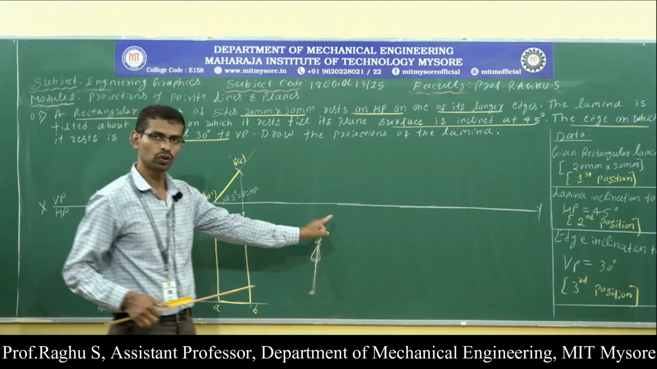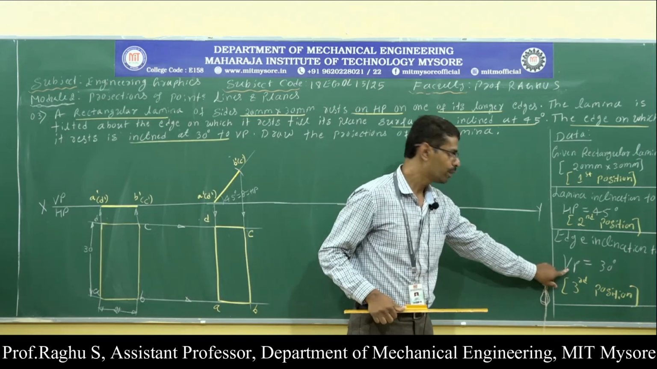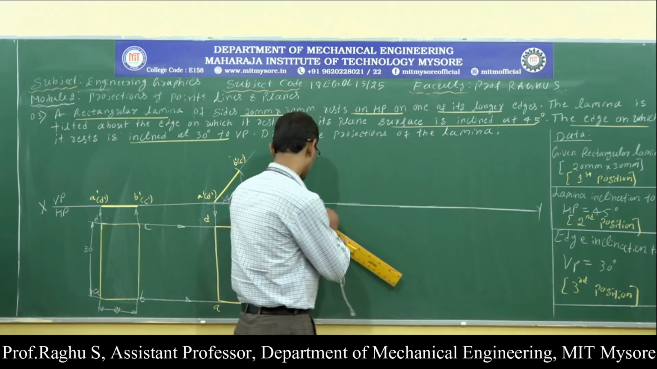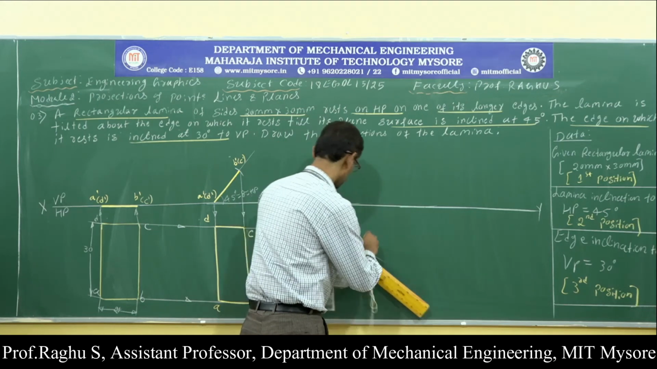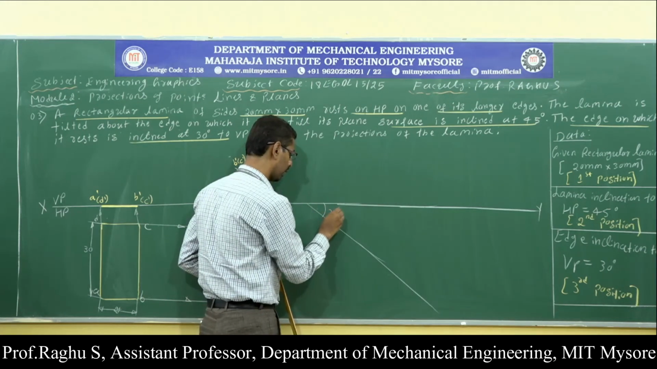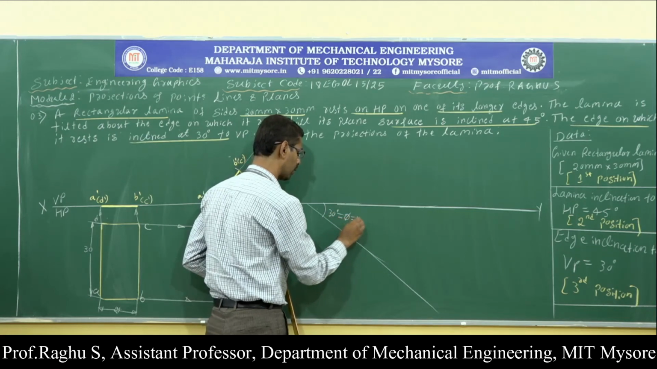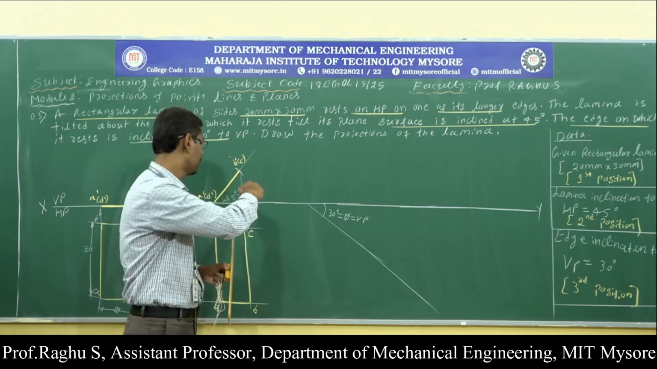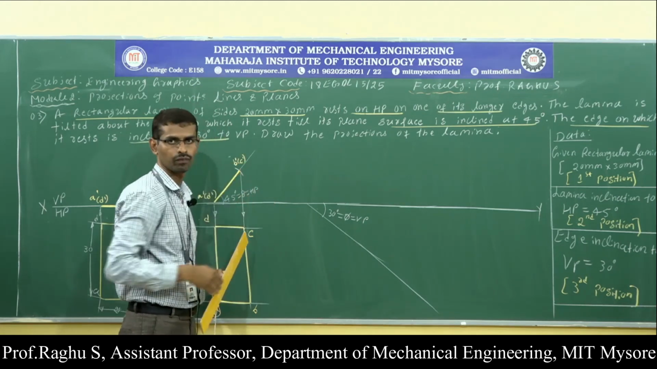Next, to draw the last position, I need the VP inclination, that is the 30 degree line. Now draw the 30 degree line. It is indicated by angle phi with respect to VP. VP inclinations are visible in the top view. HP inclinations are visible in the front view.